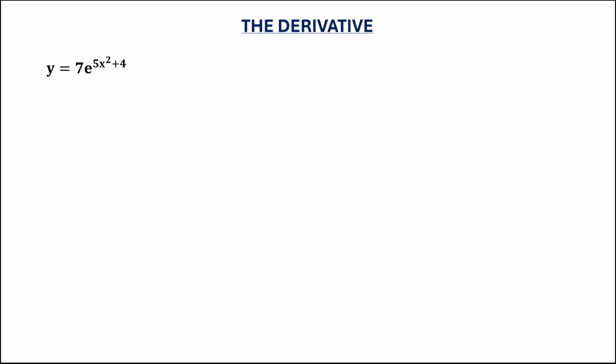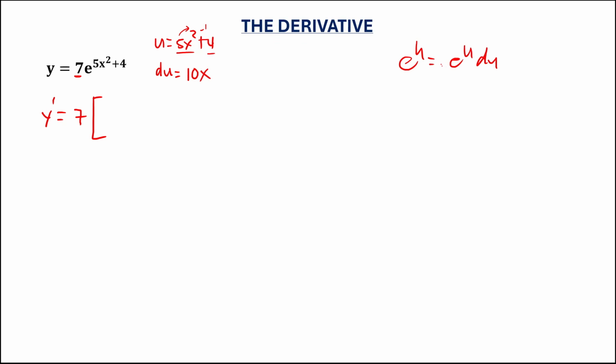Then for this given, again, to find the derivative, first bring down the constant, then times the derivative of e to the power 5x squared plus 4. Again, u is 5x squared plus 4, and du is the derivative of 5x squared, so multiply 5 times 2, which is 10, then x to the power 1, so we have 10x. The derivative of the constant is 0. Then apply the formula, e to the power u times du.